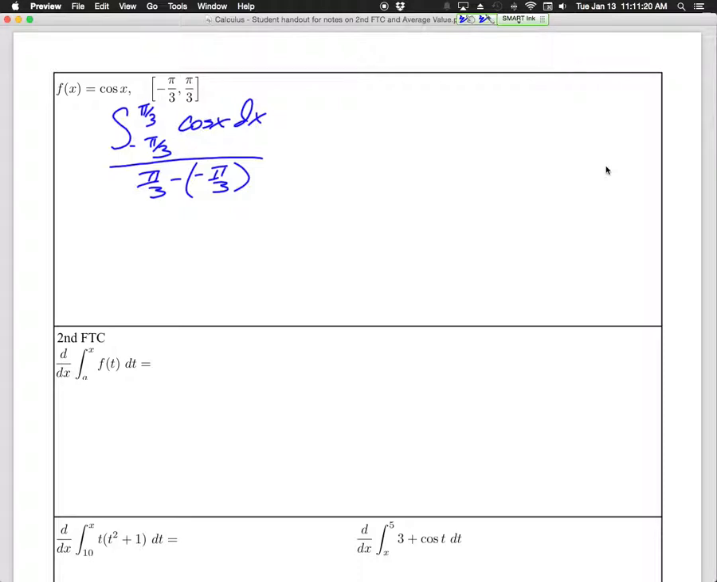Which one's the negative? Bottom. Okay, what's pi over 3 minus a negative pi over 3? 2 pi over 3. When I pull that out and flip it, what's it turn into? 3 over 2 pi. Okay, when I integrate cosine, what do I get? I get sine. And we're going from negative pi over 3 to pi over 3.